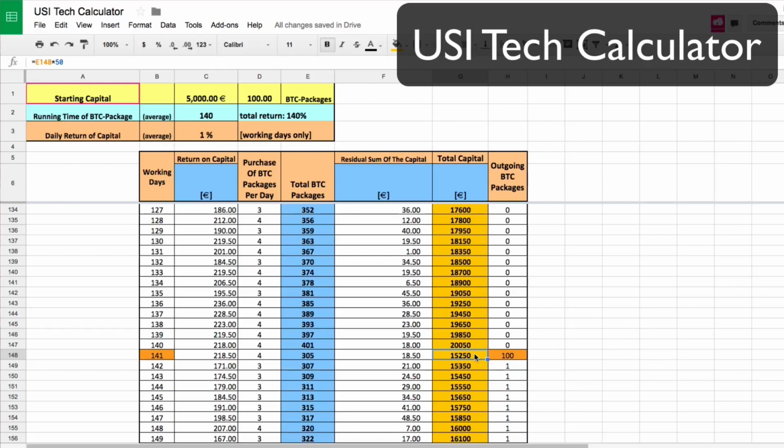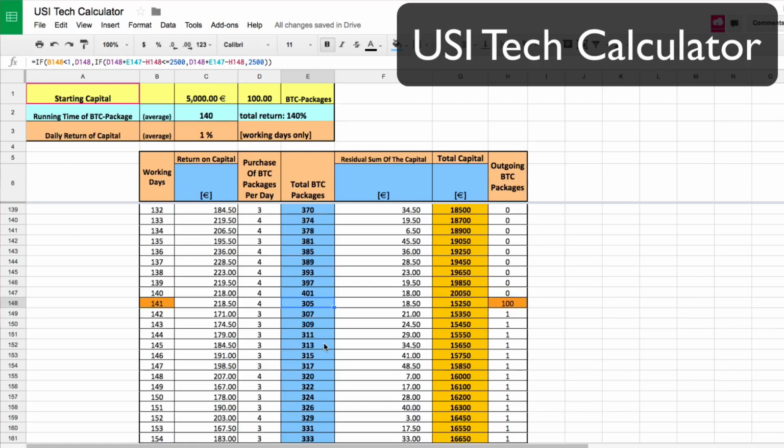Again, you started with 5 and you ended with 15,250, which is a little over triple your initial investment. So you can keep going, if you just let it run. These packages are all working. So I want you to notice, it dropped 100, taking into account the 4 packages you got that day. So you're back down to 305 packages, and it can continue to run.